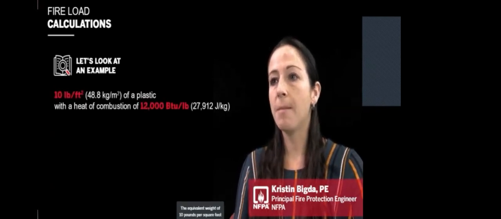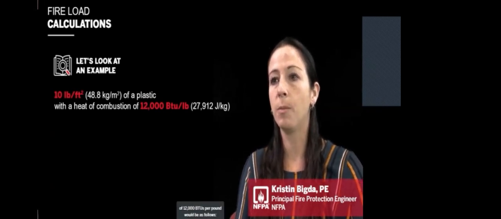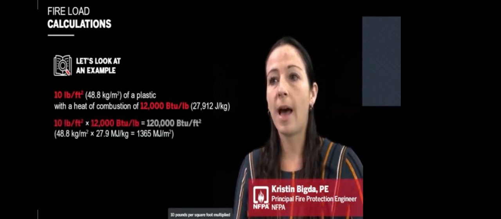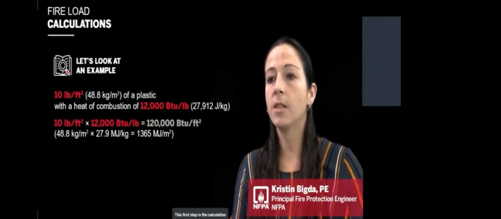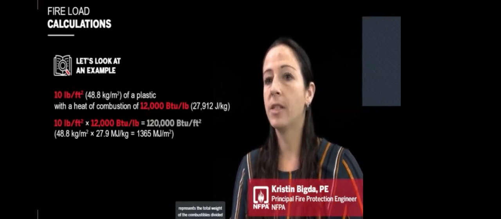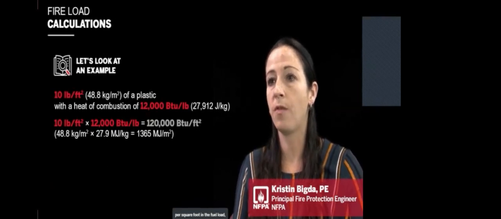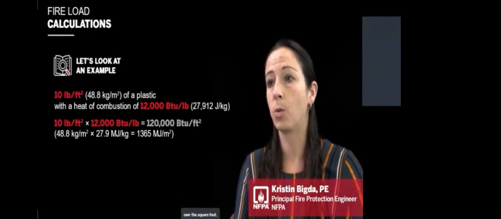The equivalent weight of 10 pounds per square foot of a plastic with a heat of combustion of 12,000 BTUs per pound would be as follows. 10 pounds per square foot multiplied by 12,000 BTU per pound results in 120,000 BTUs per square foot. This first step in the calculation takes the total weight of the combustibles divided by the fire area, which is the 10 pounds per square foot fuel load, multiplied by the heat of combustion of the plastic, 12,000 BTUs per pound, giving us 120,000 BTUs per square foot.